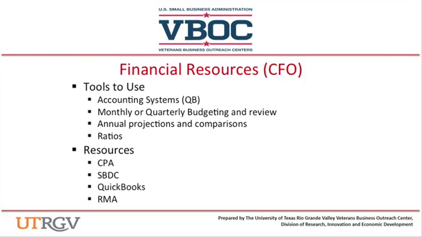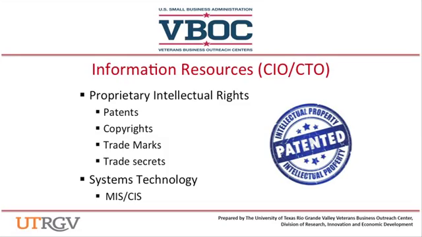Resources that can help you answer some of these questions are your CPA, Small Business Development Center, or again, the Veterans Business Outreach Center. Programs such as QuickBooks or RMA, which are publications that you can find at your local library or through a Small Business Development Center, can show you these ratios of industry so you can compare how you're doing with the industry.